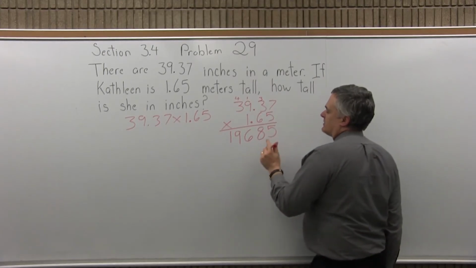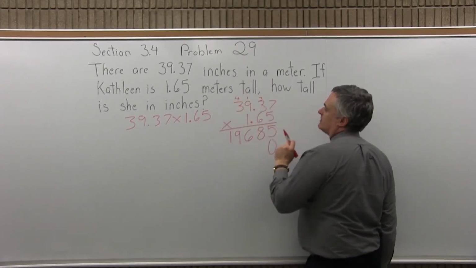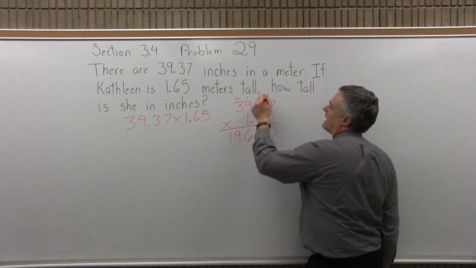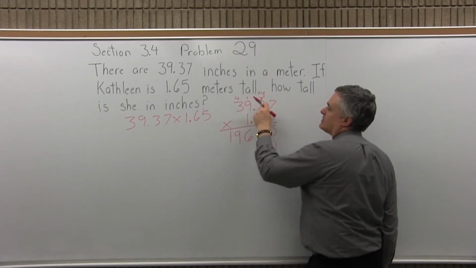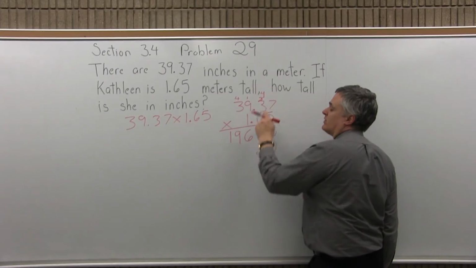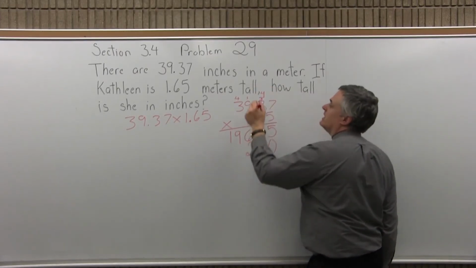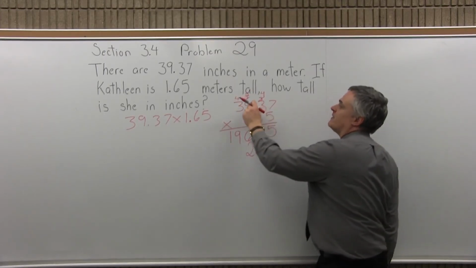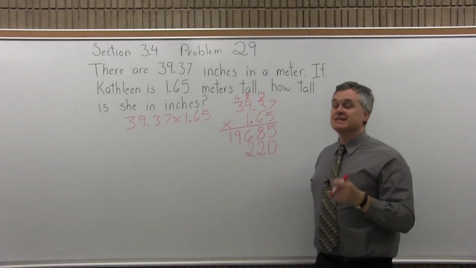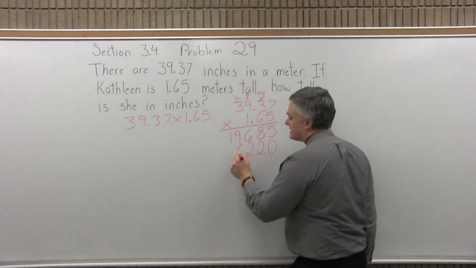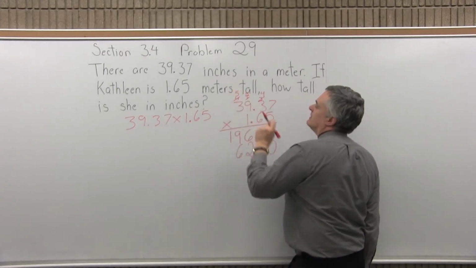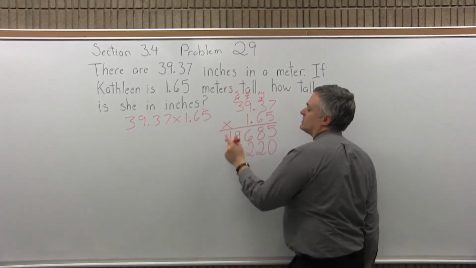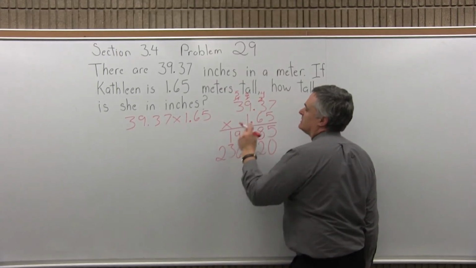Now, go down a row, start with a 0 to hold your position, and multiply 6 times everything. So 6 times 7 is 42. So for 42, write the 2, carry the 4. Now, 6 times 3 is 18. 18 plus the 4 that we carried is 22. For 22, write the 2, carry the other 2 to the top of the next column. 6 times 9 is 54. 54 plus the 2 that we carried is 56. For 56, write the 6, carry the 5. So now, 6 times 3 is 18. 18 plus the 5 that we carried is 23. So that takes care of the 6.